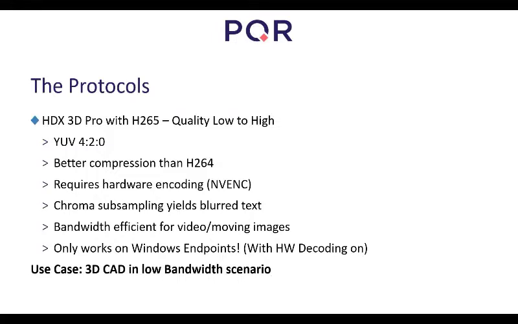If you want to utilize less bandwidth, you can switch to H265, which is better compression than H264. It requires hardware encoding because it uses 8 times more CPU. It's very bandwidth efficient, but it only works on Windows endpoints with hardware decoding enabled. And the use case is 3D CAD in low bandwidth scenarios. So if you have very low bandwidth, you can utilize this to be able to put more people on the same connection.